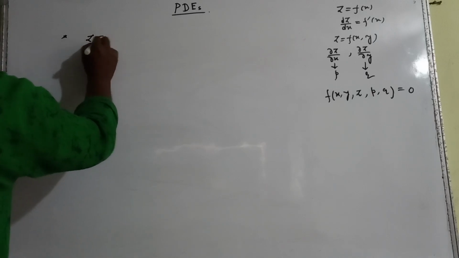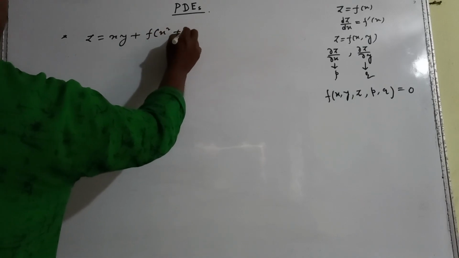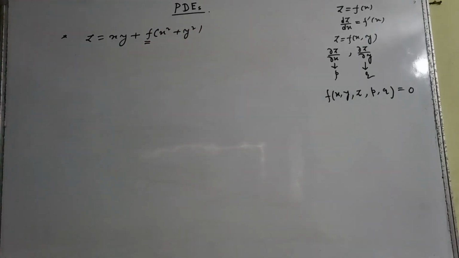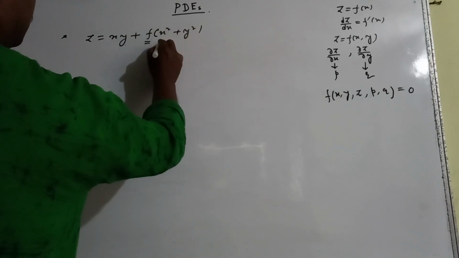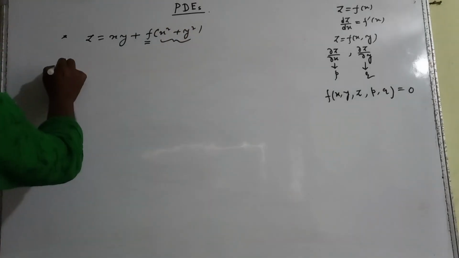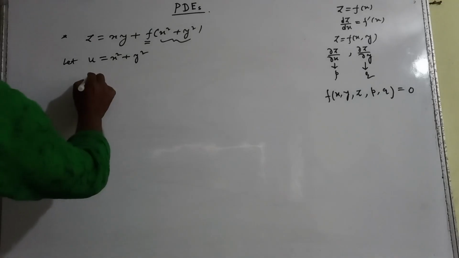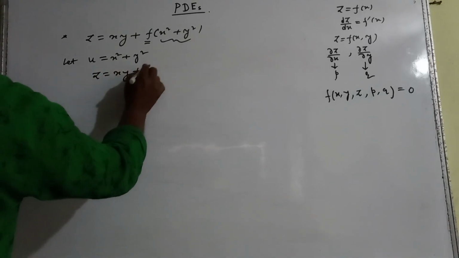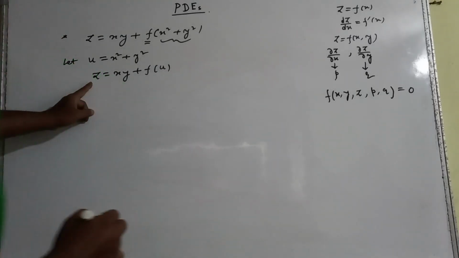Example: z equal to xy plus a function of x square plus y square. Here f is an arbitrary function. We have to eliminate f. So first we take f of x square plus y square. Let u equal to x square plus y square. Then we can write z equal to xy plus f of u. U contains x and y both. So now we have to differentiate partially with respect to x and y.